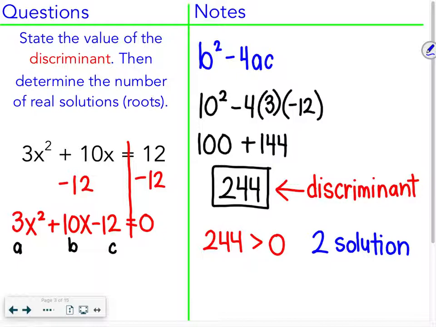So really there are 2 parts to your answer here. The first part to your answer is the discriminant, so that 244. And then this would have 2 solutions. Now we're not actually finding out what the solutions are in this first part of the lesson. We're just saying how many there would be. So there would be 2.